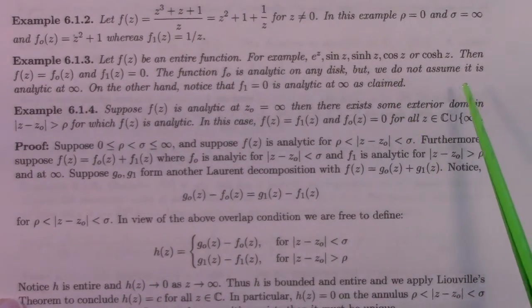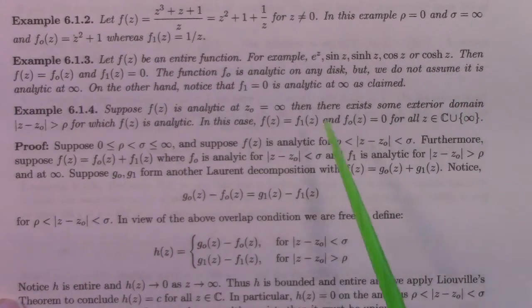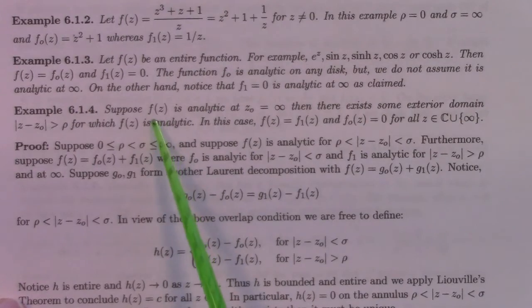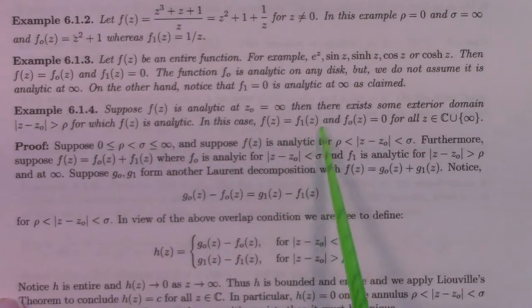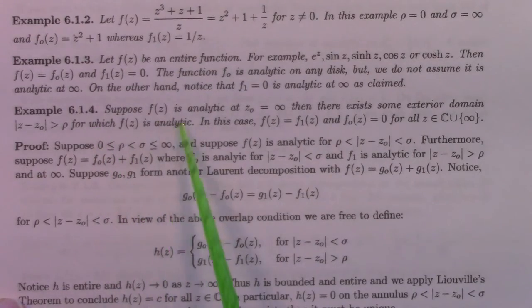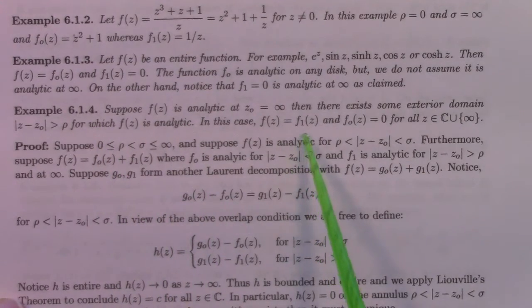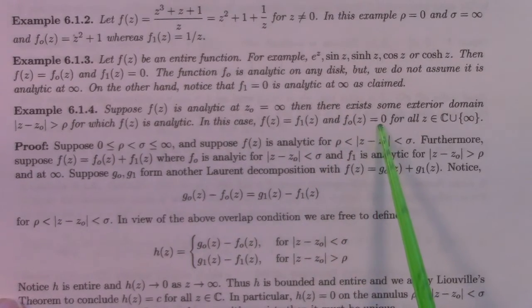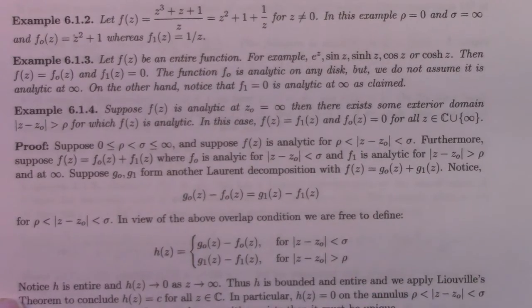Let's see here. So example 6.14. If f of z is analytic at infinity, that means there exists some exterior domain for which f of z is analytic. All right. In that case, you can identify that the f naught piece is 0. So 6.13 and 6.14 are kind of mirrored examples, inside out of one another.